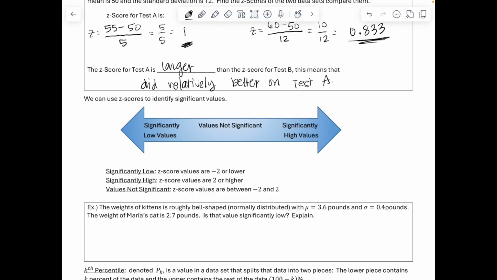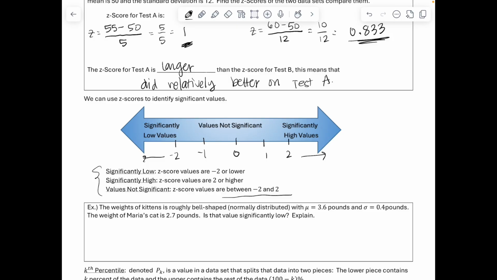We can use z-scores to identify significant values. Again, the mean is 0, going 1 standard deviation each way. I'm going to have -1 and +1 since our standard deviation is only 1. Going 1 more standard deviation, I get +2 and -2. Values are not significant if they're between -2 and +2. They are significantly low if they are less than -2 and significantly high if they are greater than +2.